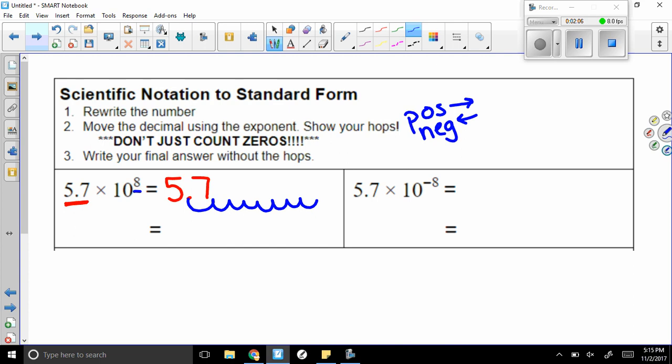Now, once I've done all those hops, I've got some spaces where I have to put zeros in. So make sure that you put in all the zeros, and this is where it helps to be very, very neat. Now I need to rewrite my final answer without those hops. I need to see your final answer without your work there. Your hops are your work. Now we have to put our final answer. So I'm still going to have that 5 and that 7.